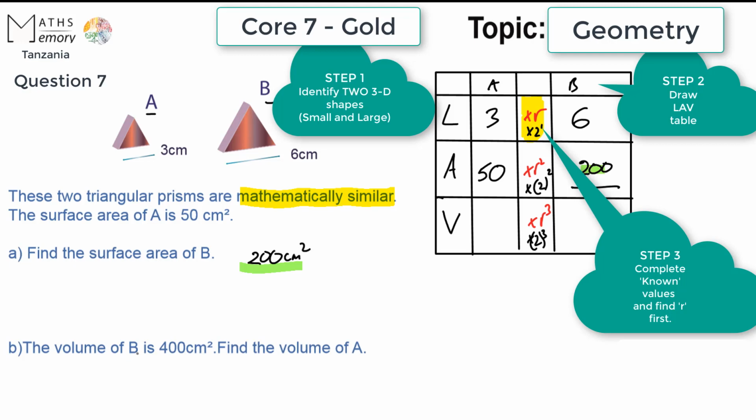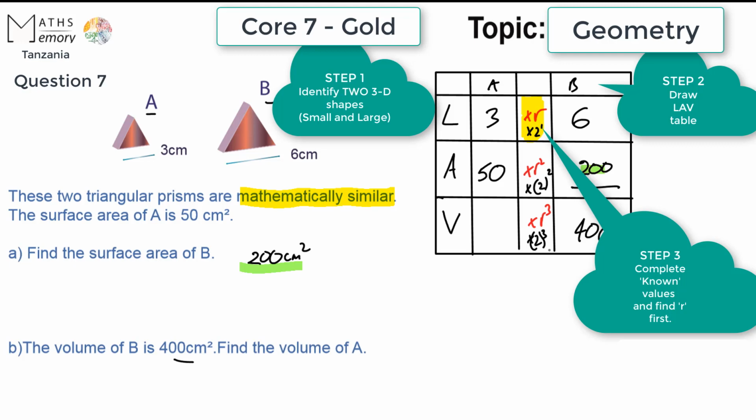Part B, find the volume of A, given that the volume of B is 400. We simply plug in the numbers into the LAB table. That's how simple this is. Your answers will always be churned out from the table itself. That's why we fill in the table first.